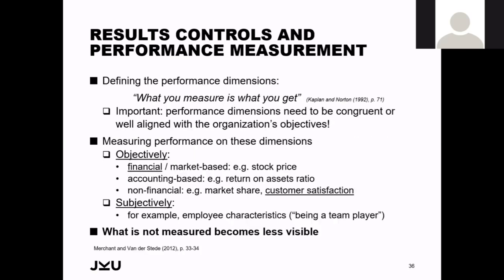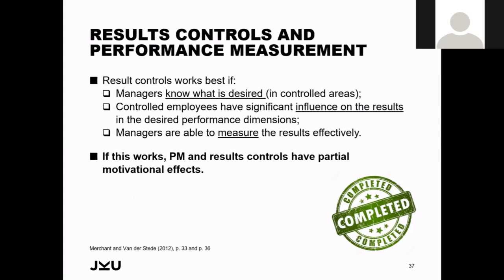Alrighty. That means what you measure is what you get based on Kaplan and Norton, and that's the main objective of companies: to influence the behavior of employees, so you motivate them and empower them to go exactly in the direction that you want them to go, towards organizational goals. Cool. Then I believe we got result controls pretty much covered.